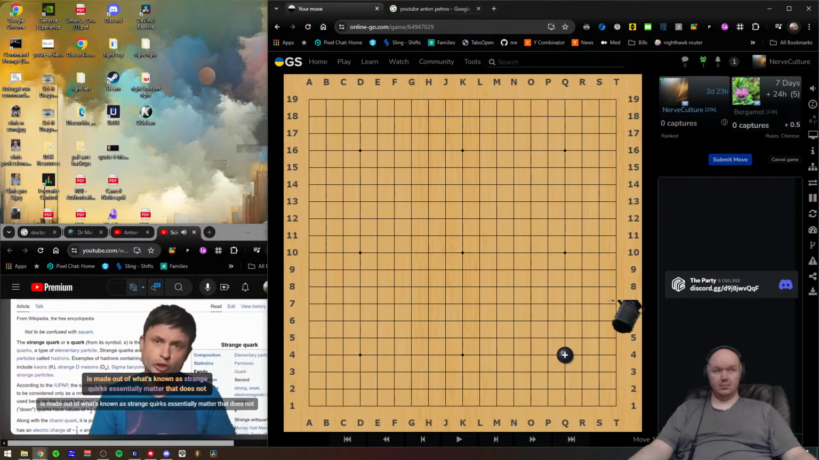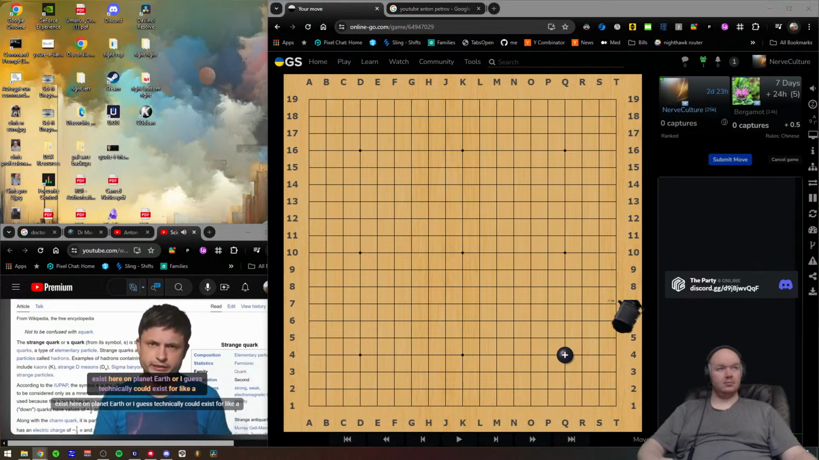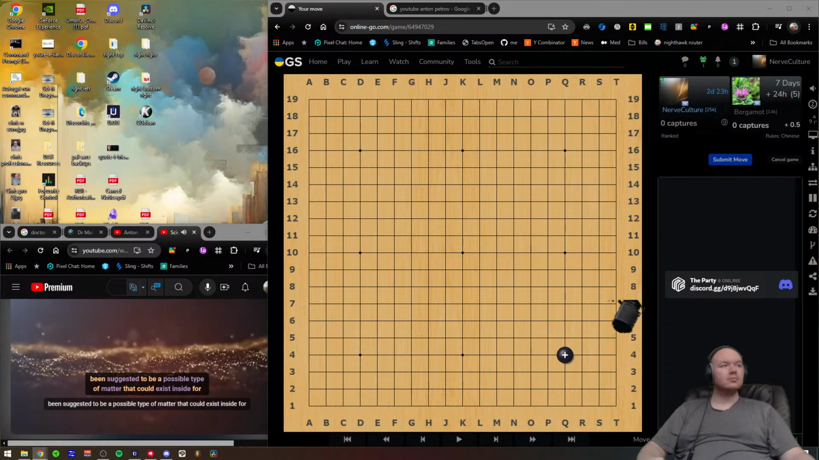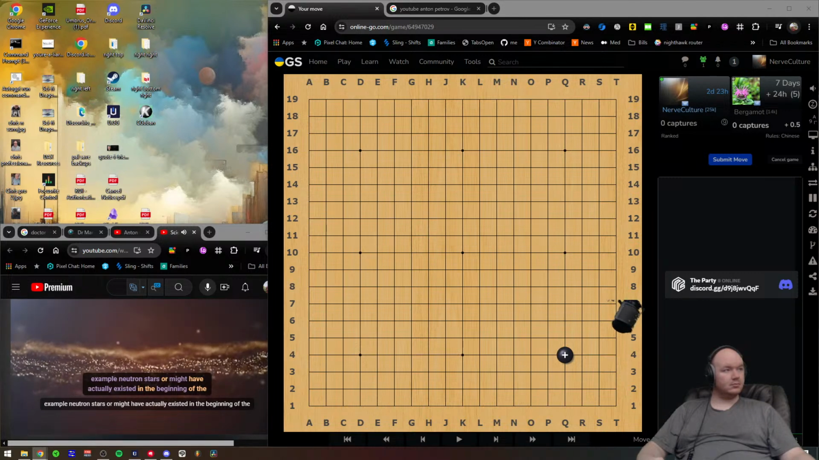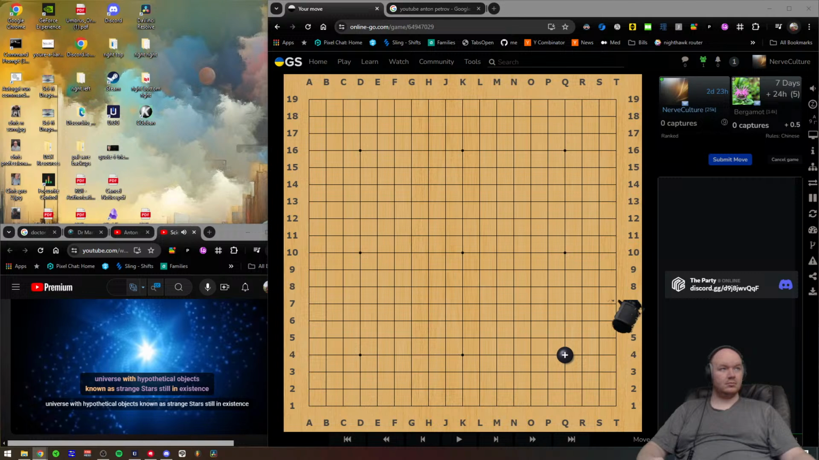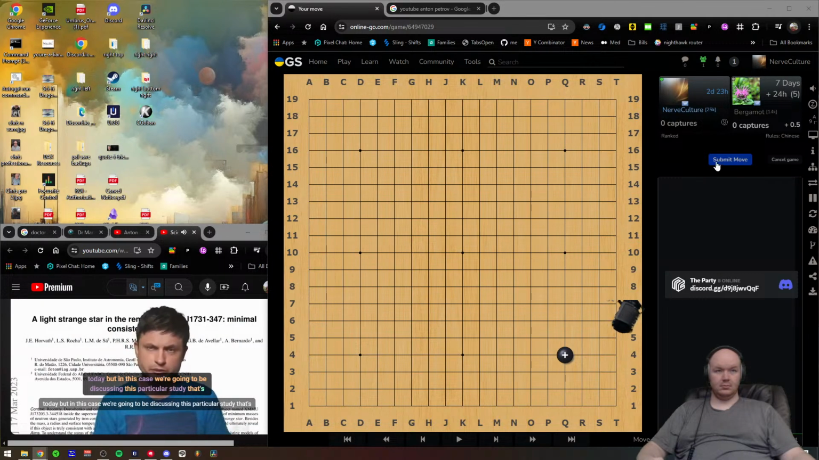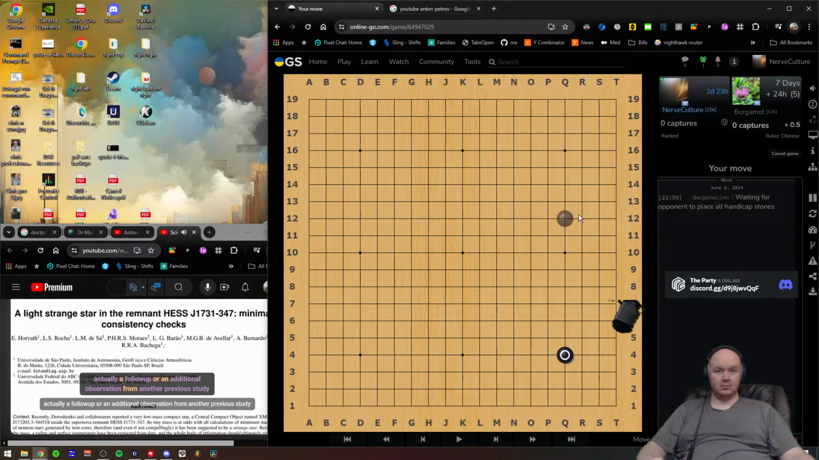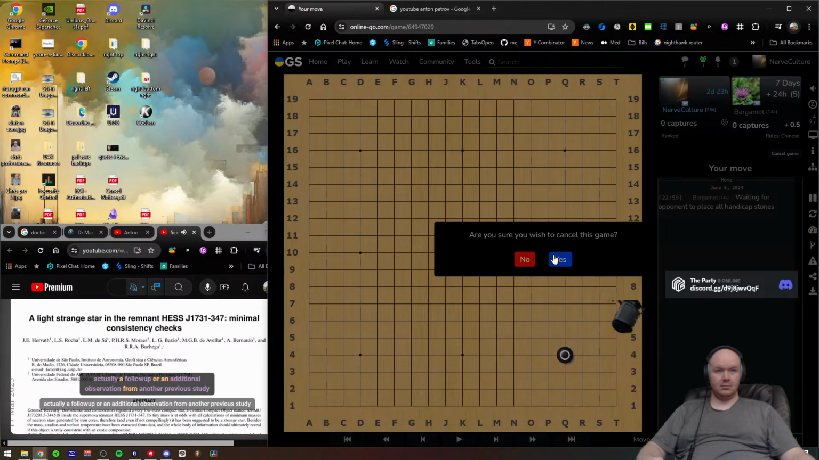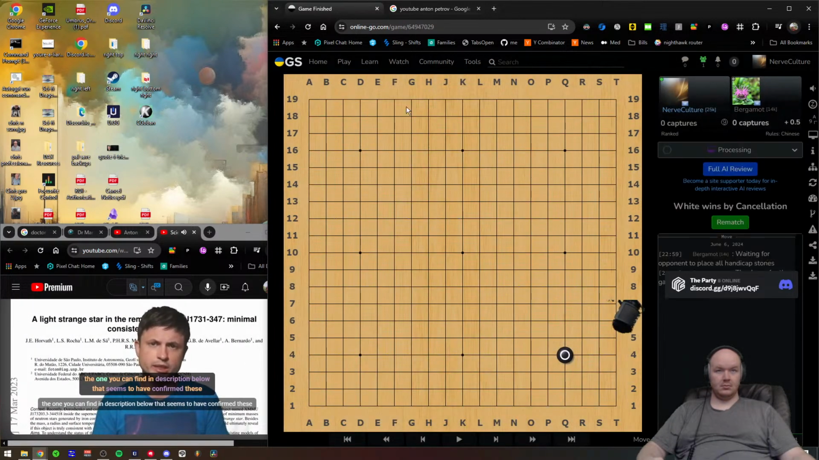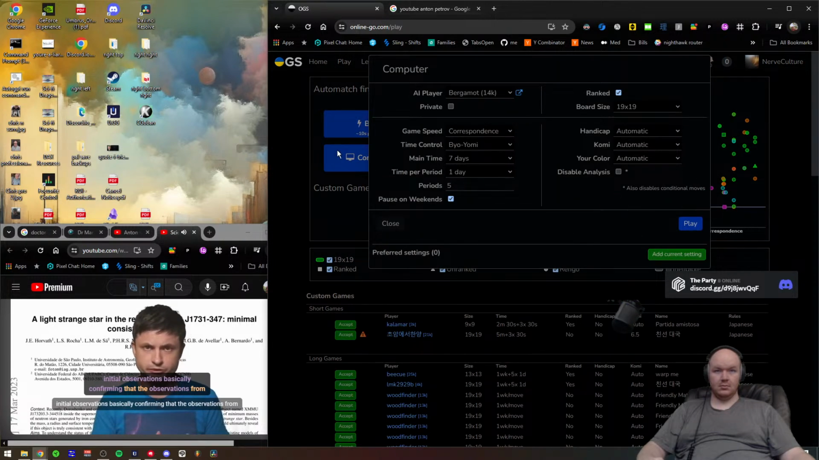Essentially matter that does not exist here on planet Earth, or I guess technically it could exist for like a microsecond in some kind of a particle accelerator, but theoretically has always been suggested to be a possible type of matter that could exist inside, for example, neutron stars, or might have actually existed in the beginning of the universe, with hypothetical objects known as strange stars still in existence today. But in this case, we're going to be discussing this particular study that's actually a follow-up or an additional observation from another previous study, the one you can find in the description below, that seems to have confirmed these initial observations.